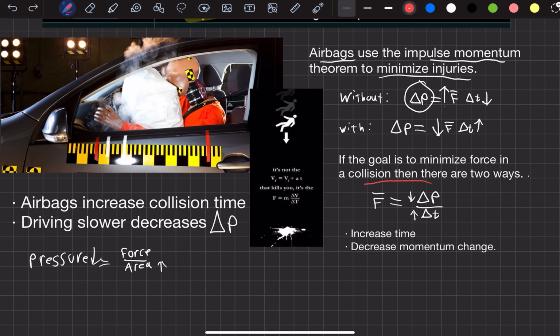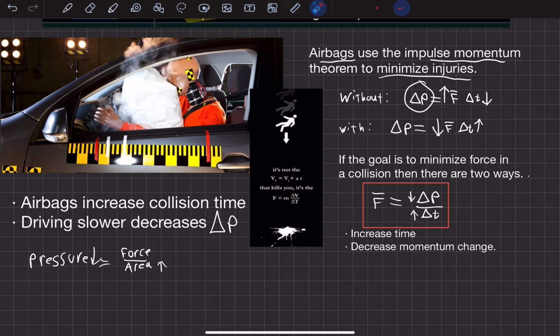Another thing we could do is solve for the average force. If you solve for the average force, what you get is that the average force equals the change in momentum over the change in time. If we increase the time, that increases the denominator of a fraction. And if you increase the value of the denominator of a fraction, you decrease the overall value of the fraction. Larger denominator, smaller value. And if you decrease the top, you would also decrease the value. So if your goal is to minimize the force that something feels, there are only two ways to do that. You increase the time, or you decrease the momentum change.